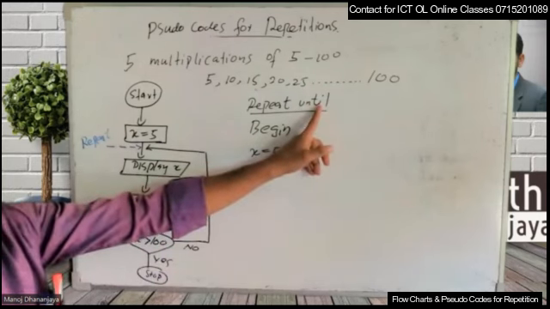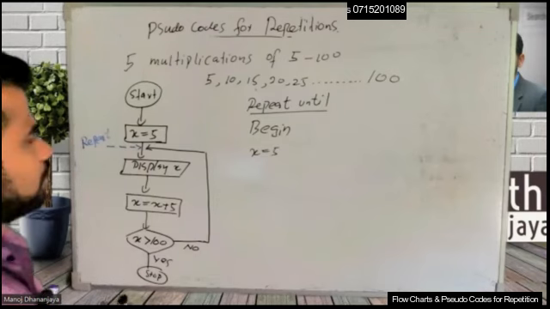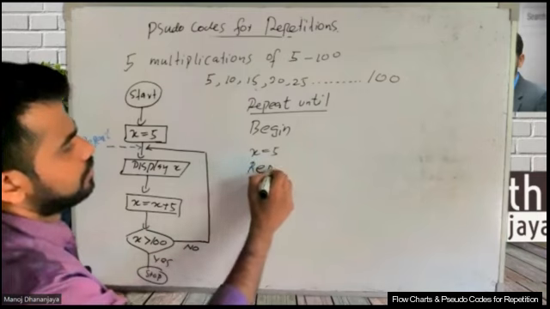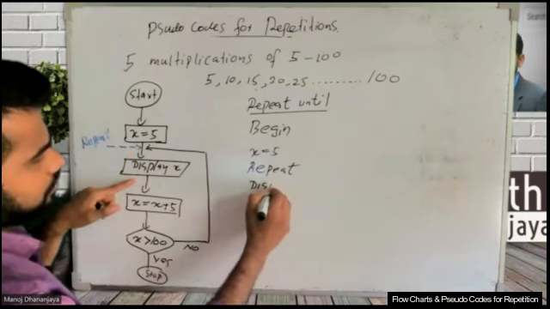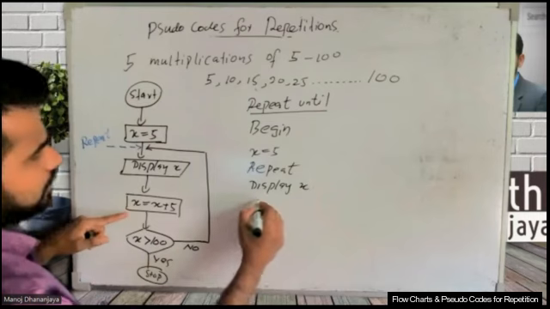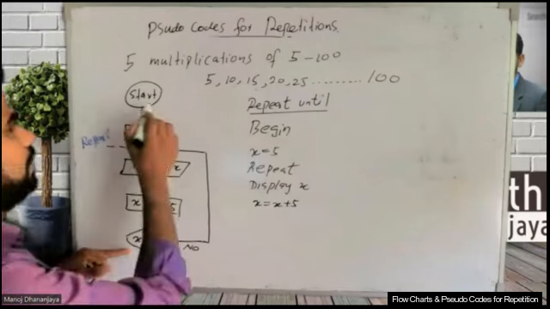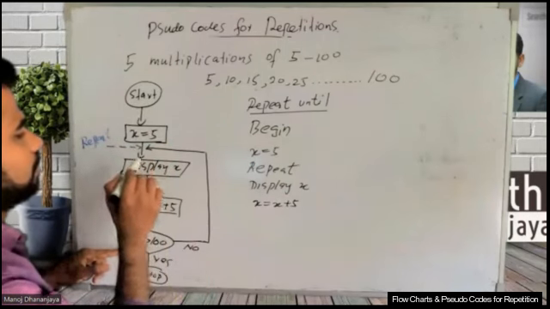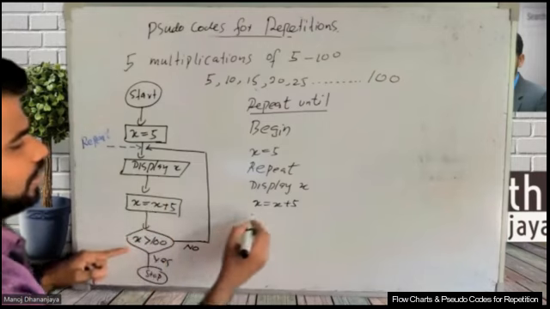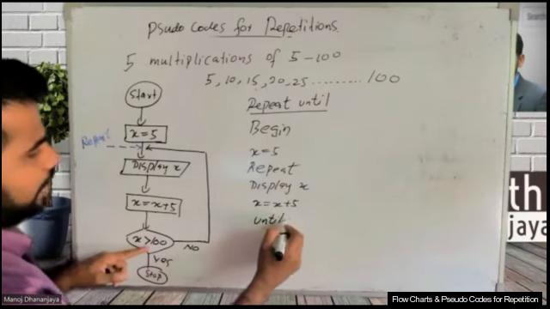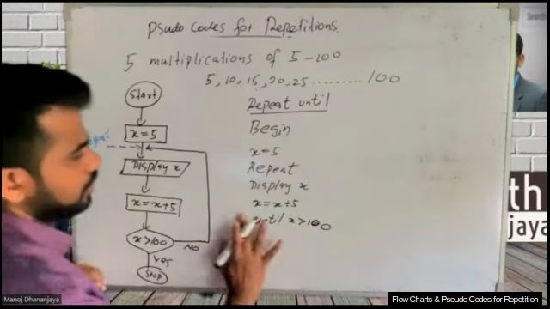Then we'll write the condition after the term until. After writing the term repeat, we will write the next step. Repeat what? What do we want to repeat? Display x. X equal x plus 5. So, begin, x equal 5. Repeat display x, x equal x plus 5. Next, only we can see the condition until. Until x greater than 100.